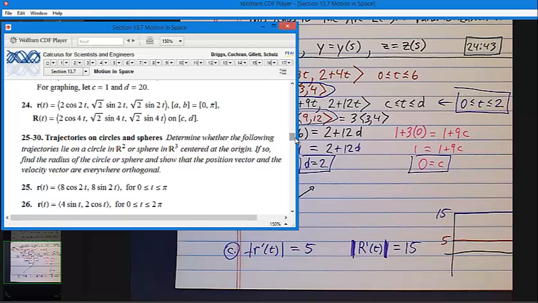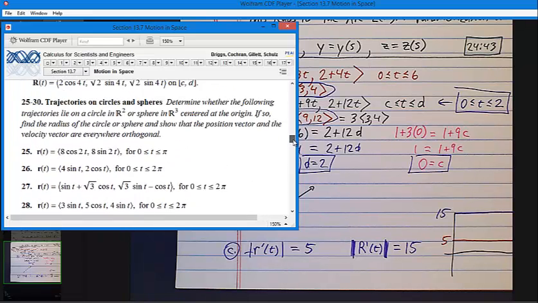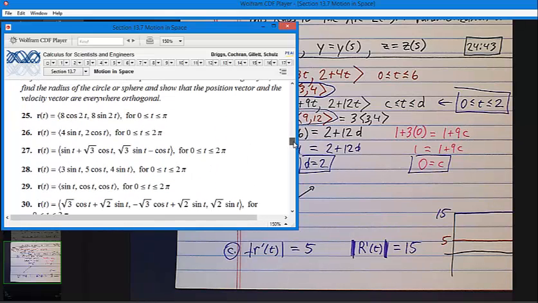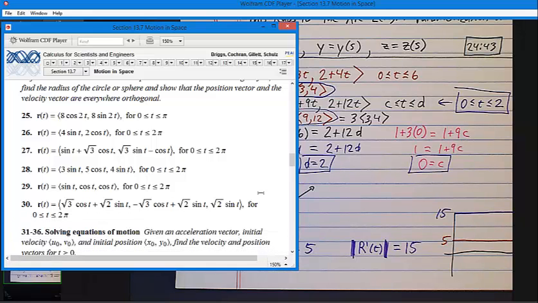Any other questions on the early problems? Yep. 30? Yeah. Was it orthogonal? 20 or 30? 30. 30. So, oh, you guys know what the word orthogonal means? Perpendicular, right?